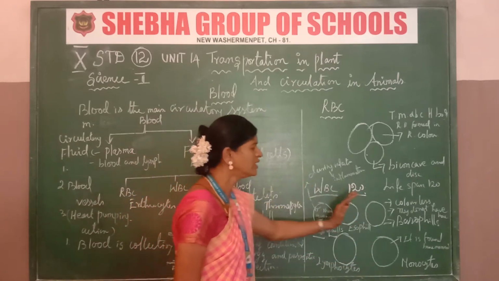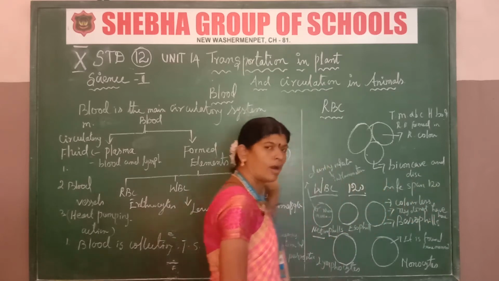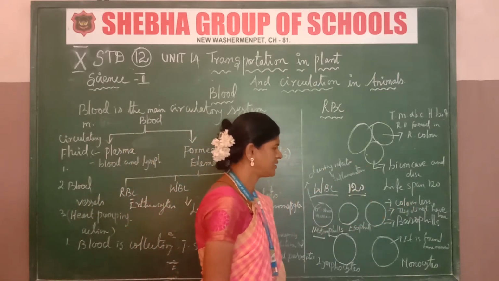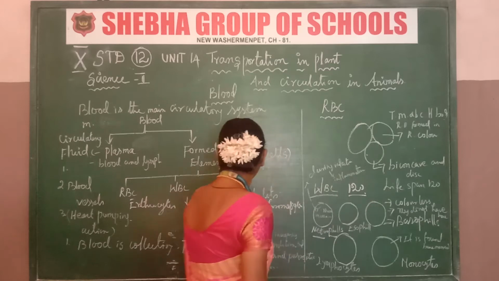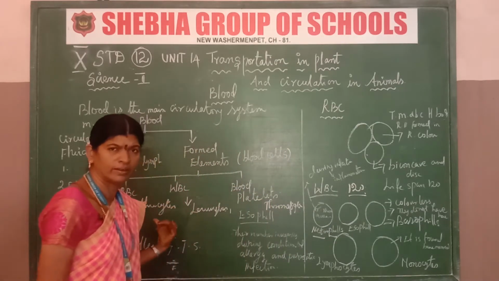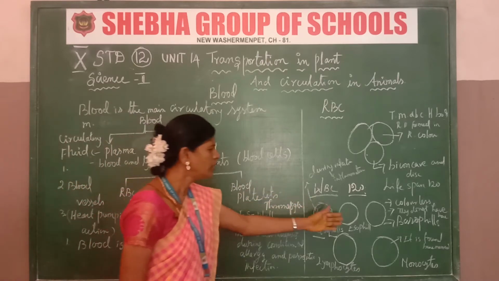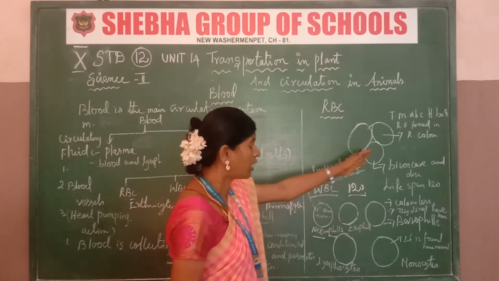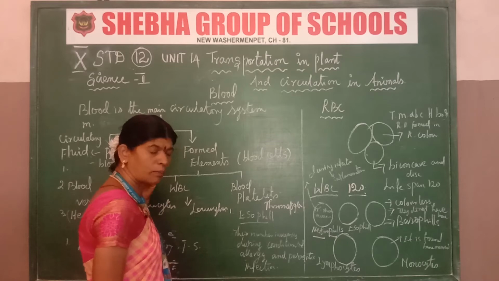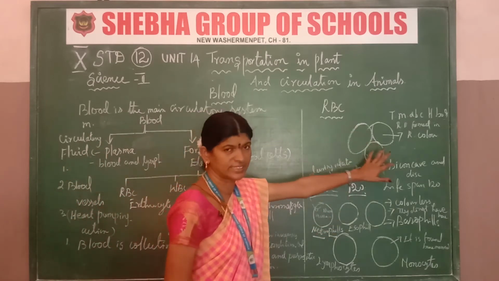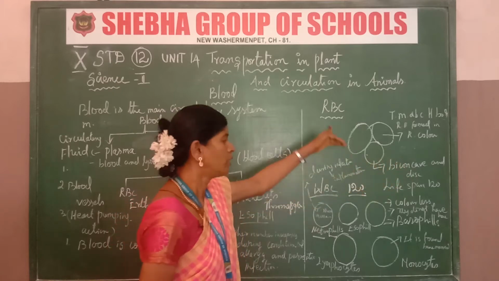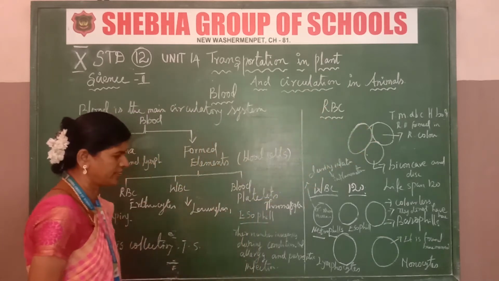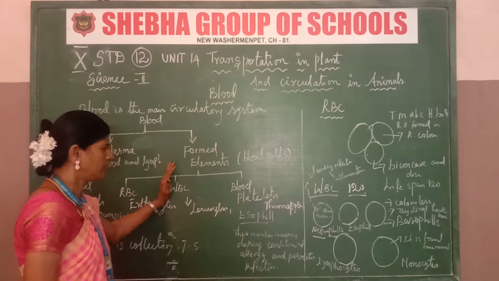First of all, the important point: WBC is colorless, while RBC is red because hemoglobin is present. WBCs are colorless cells, and they are nucleated. Mature RBCs do not have a nucleus. Next, the RBC lifespan is 120 days, and RBCs are disc shaped and biconcave, with no nucleus. It's clear. So, first of all, RBC and WBC, it's clear.